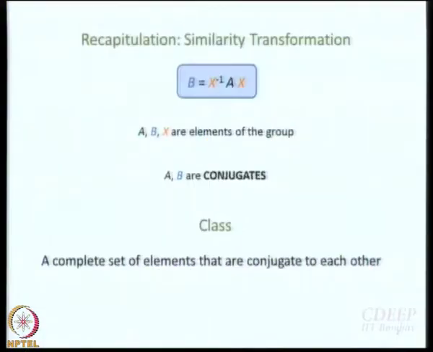So, this I think everybody remembers now, similarity transformation. Similarity transformation is B equal to x inverse A x, where A, B, x all have to be elements of the group, okay, of the group, not the subgroup, not the class, alright. A and B are called conjugates, and a class is defined as a complete set of elements that are conjugate to each other. So, I hope you know this already.